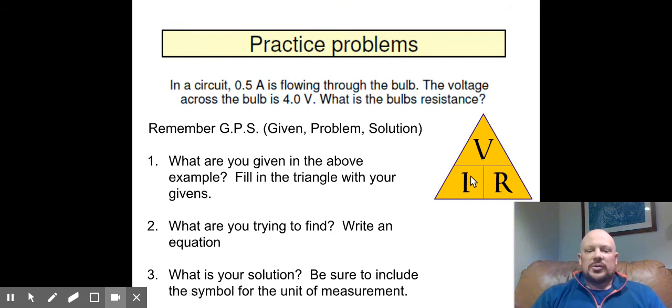And so you could use a calculator for this. Go ahead and do 4 divided by 0.5. What you should have gotten is 8. And so volts divided by current in this case gives us 8. But 8 what? Go back up to the chart and look, what's the unit of measurement for resistance? It's ohms. It's that omega symbol. And so your final answer for this, the resistance is 8 ohms.